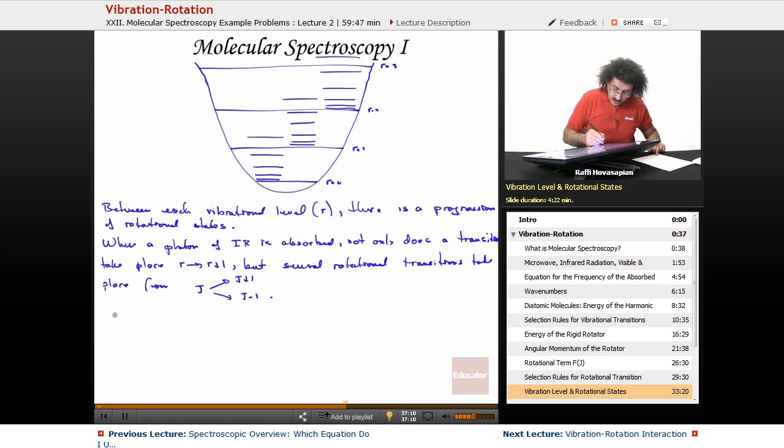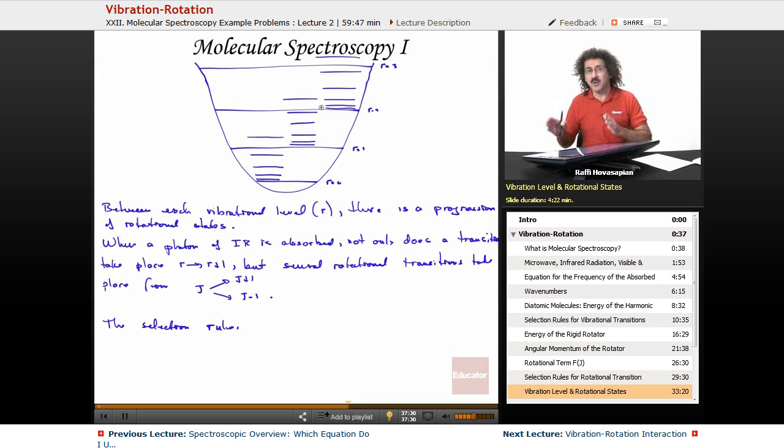Now, the selection rules. This is called vibration rotation. So when we look at a spectrum, it's called a vibration rotation spectrum. We can get pure rotational spectra and information on pure vibrational spectra, but when we run a vibrational spectrum, what we get is a vibration rotation spectrum. We get a combination of the R jumps and the J jumps. That's what's happening.